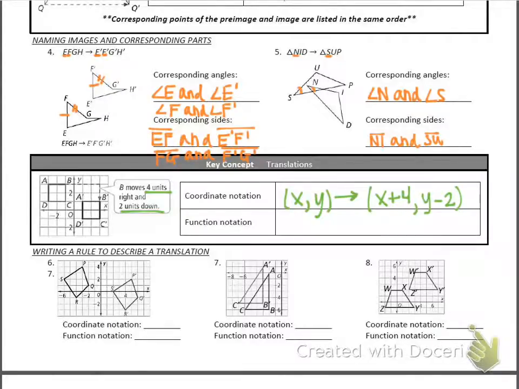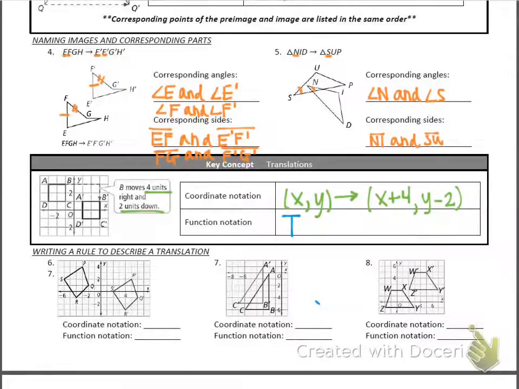We also have what is called function notation. And I'm going to do functions in blue. Function notation is a little trickier. Each rigid motion has a different letter that represents how it works. So for translations, it's a capital T. So for function notation, we notate that it's a translation by using a capital T.